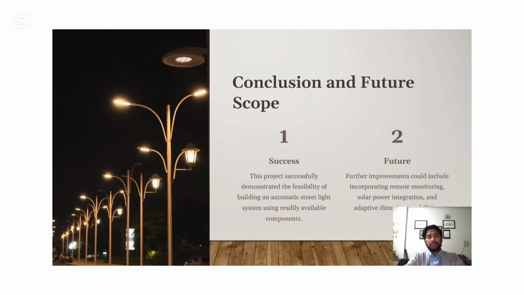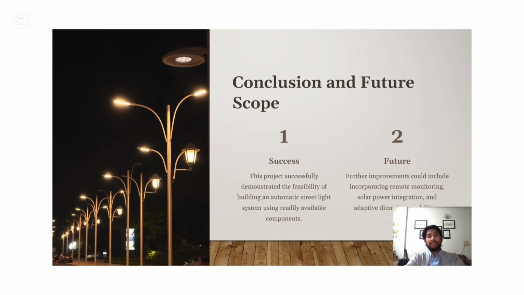Let's talk about conclusion and future scope. In conclusion, our project provides an efficient and sustainable solution for automating streetlights. The system has several advantages such as energy conservation, cost reduction, and ease of operation. It can play a significant role in smart city initiatives and reducing electricity wastage.